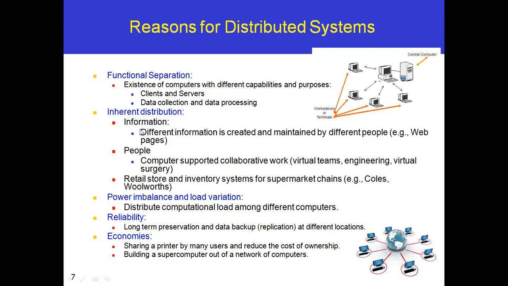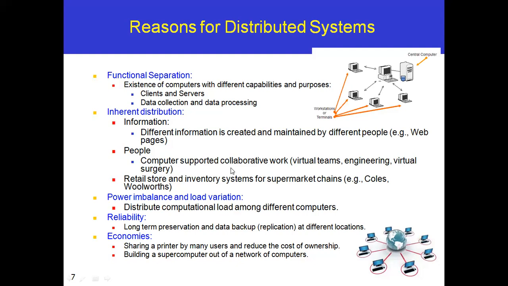See, the first one: different information is created and maintained by different people. That is right. Different information is created and maintained by different people. Example, web pages. By using web pages, we can collect information from different people, and collect different types of information. Next, information about the information and about the people.